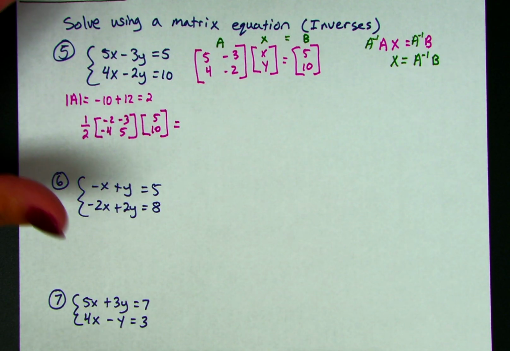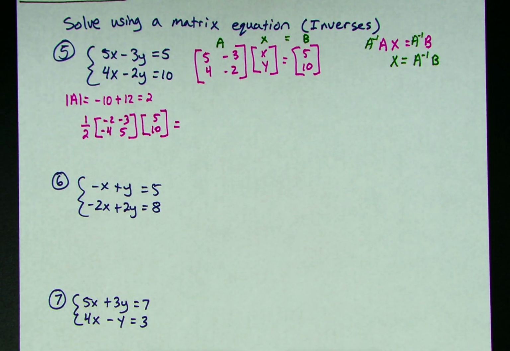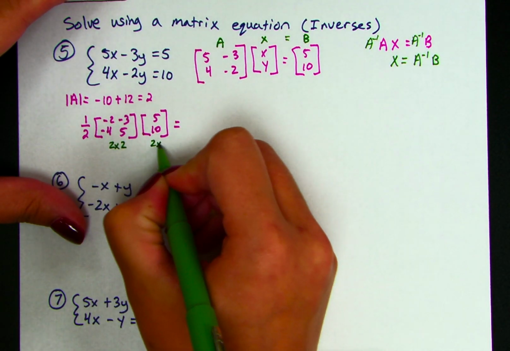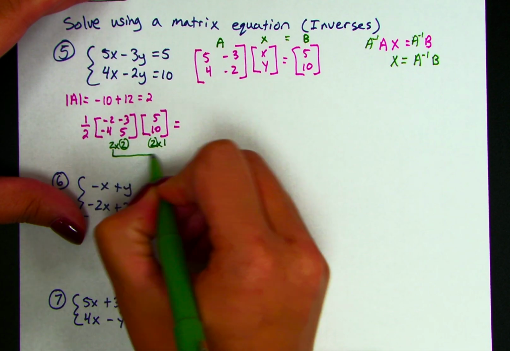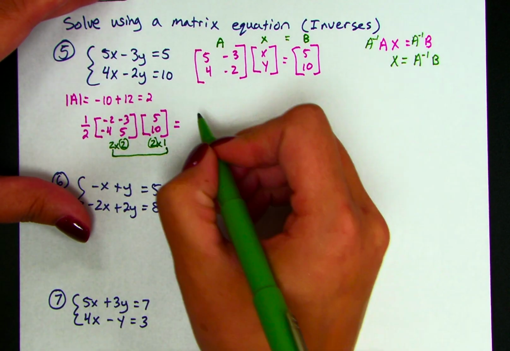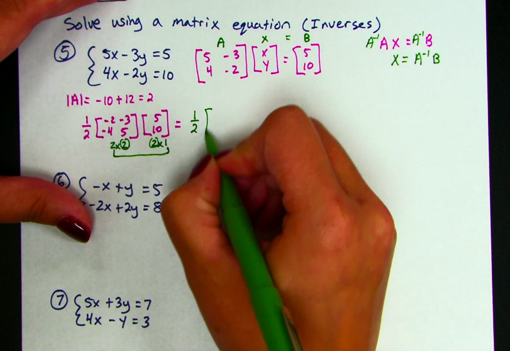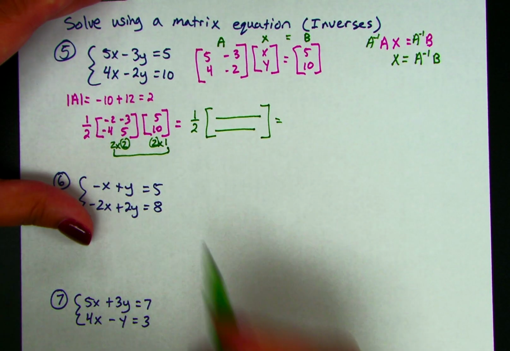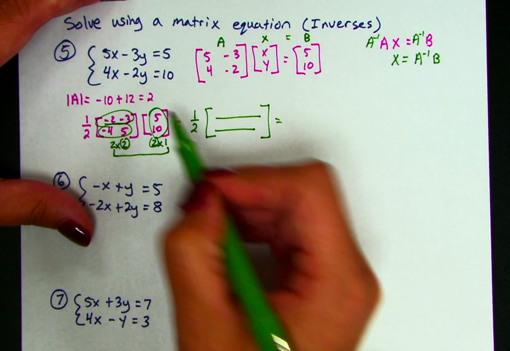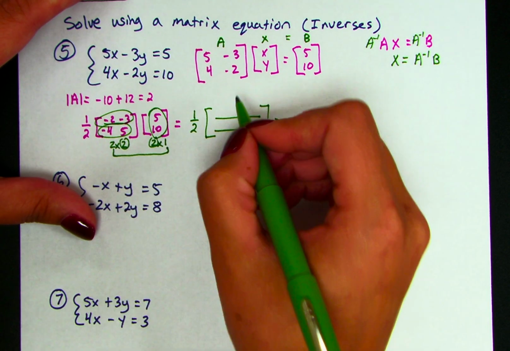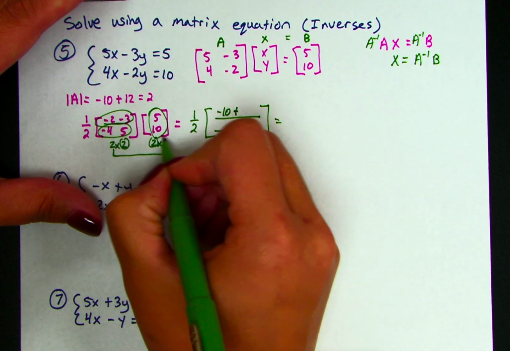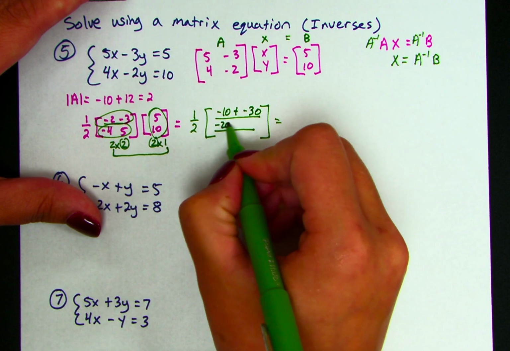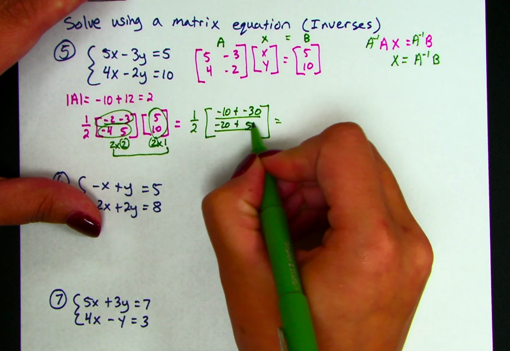Now, we're just applying our matrix multiplication rule, and again, we're going to wait to multiply in the scalar. So I have a 2×2 and a 2×1. Inside numbers match, so that means I'm going to have 2 rows, 1 column. The 1/2 gets carried through. Rows by columns: -2 times 5 is -10, plus -3 times 10 is -30. -4 times 5 is -20, plus 5 times 10 is 50.